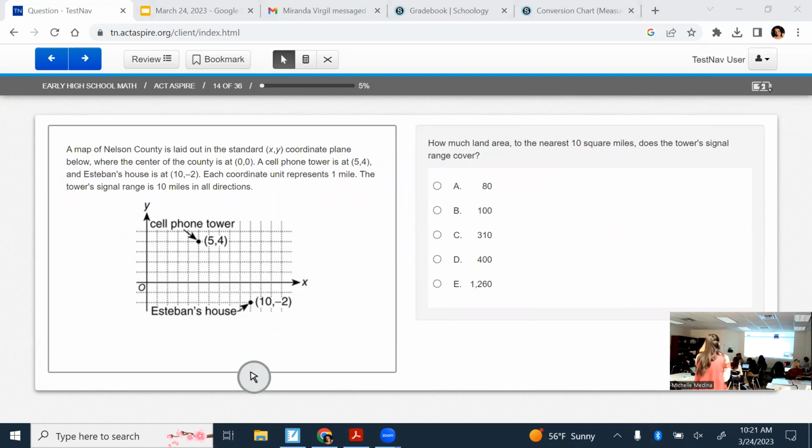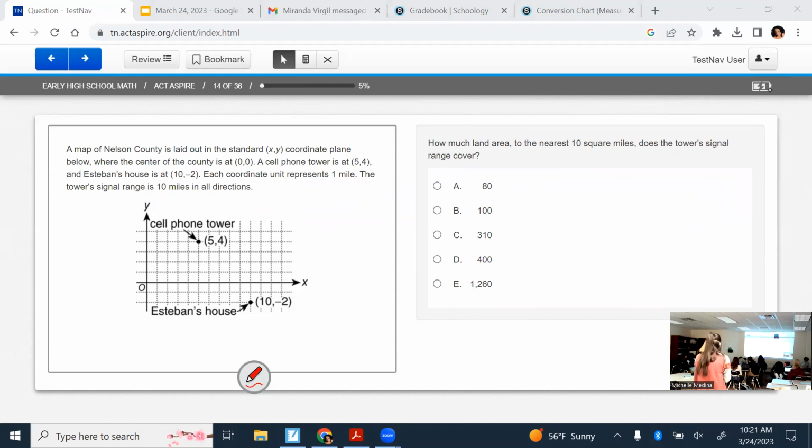This same information is given to you for a number of questions. So a map of Nelson County is laid out on a coordinate plane. The center of the county is at 0, 0. A cell phone tower is at 5, 4. And Esteban's house is at 10, -2. Each coordinate unit represents 1 mile. The tower signal range is 10 miles in all directions. So it says, how much land area to the nearest 10 square miles does the tower signal range cover?